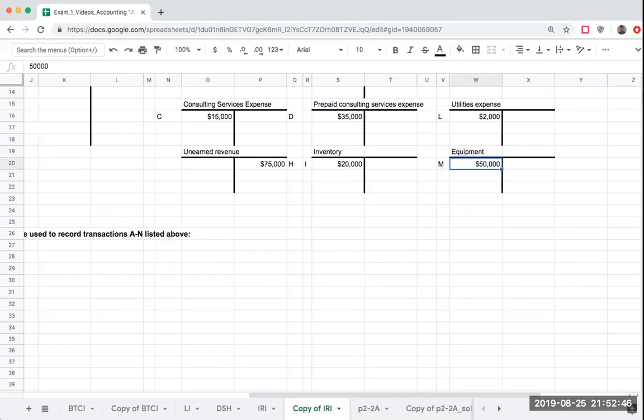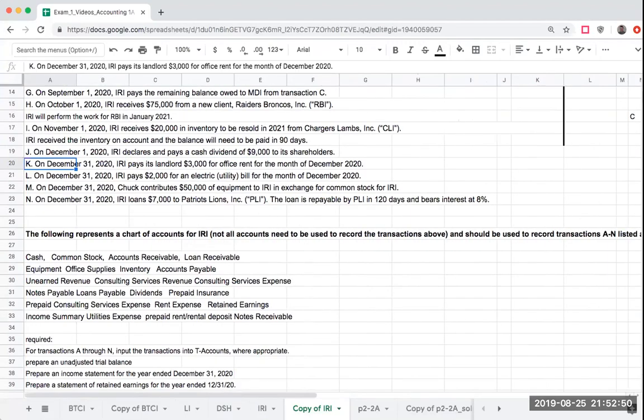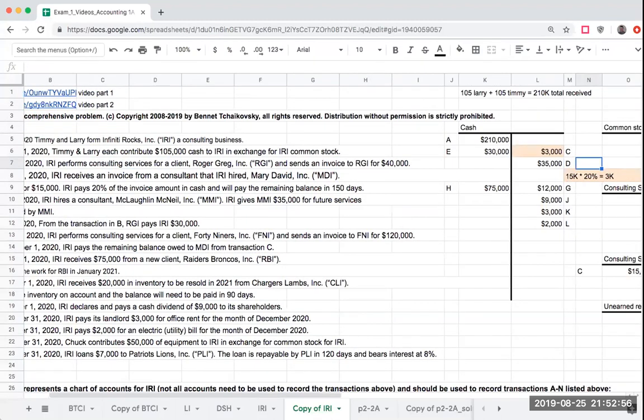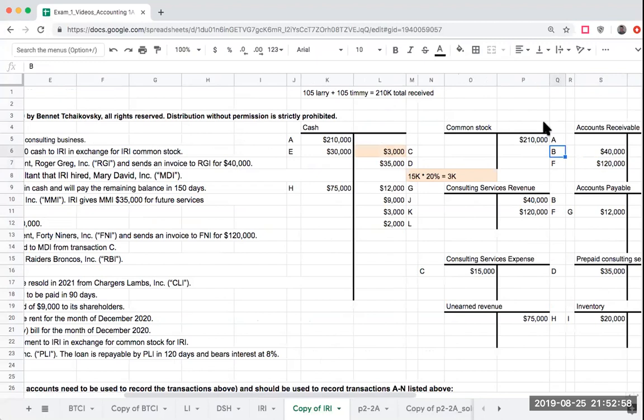Okay, so for every debit, I need a credit. I'm receiving this equipment, and what am I giving away in exchange for that equipment? Common stock. So I'm going to go over here to common stock. Credit.